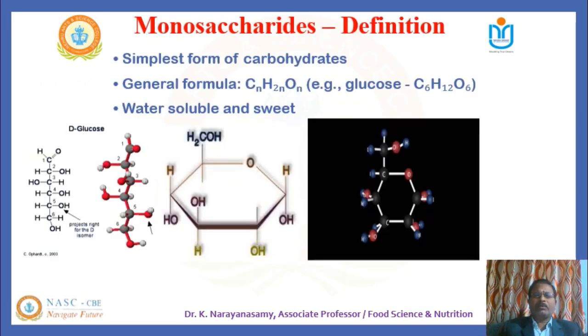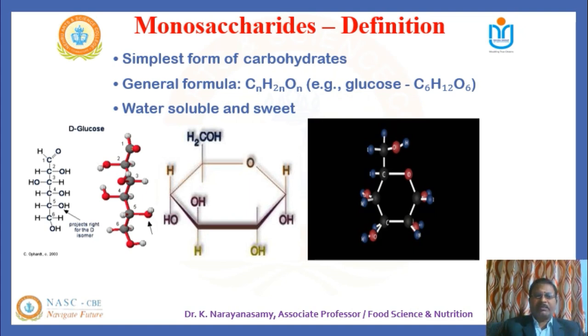And let us see about monosaccharides. They are the very simplest fundamental sugar units of the carbohydrates. The general formula is CnH2nOn. Example, here you can have the glucose. This is glucose molecule. The molecular formula is C6H12O6. They are water soluble. They have sweet taste. And this is the structure of D-glucose.